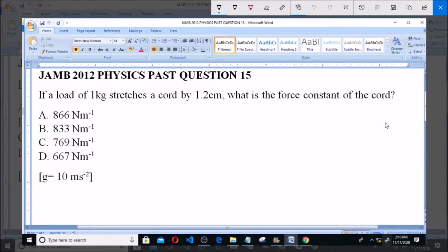Answering JAMB 2012 Physics Past Question 15. If a load of 1 kg stretches a cord by 1.2 centimeters, what is the force constant of the cord?